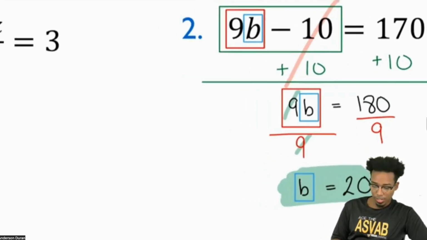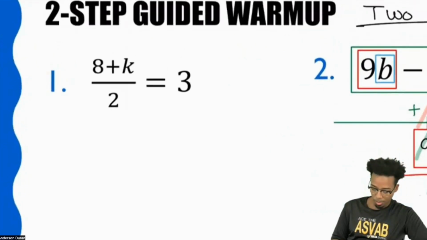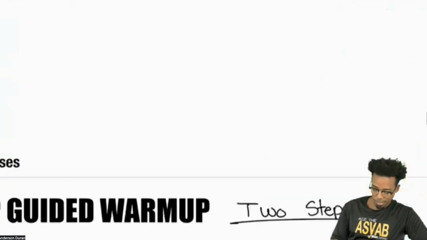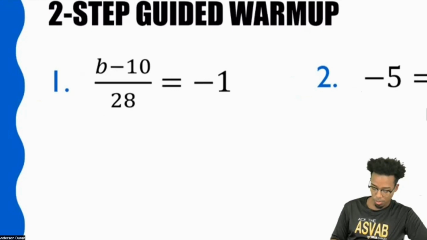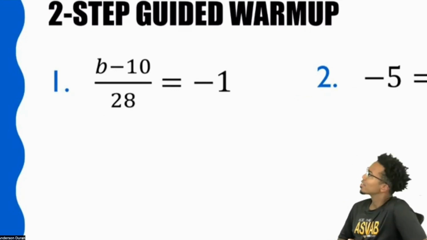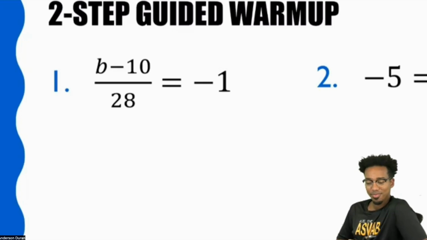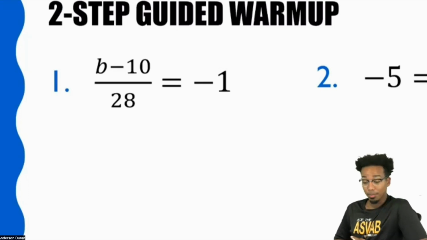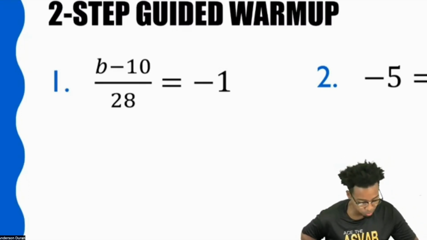Now let's go ahead and get into a problem like, let's go up here and do this one, number 1. All right, so when we take a look at number 1 here, b minus 10 over 28 equals -1. Who here is experiencing a little bit of anxiety looking at something like that? Okay, so here's the thing.